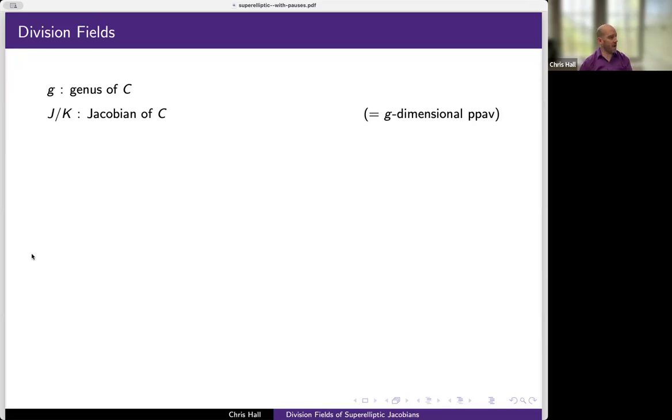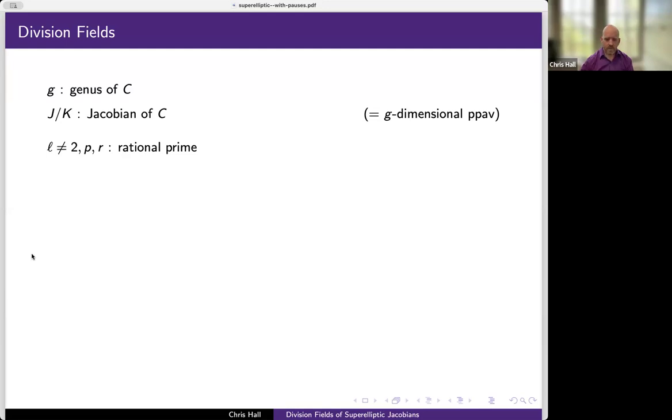Okay, so in particular, I want to think about the Jacobian of C. I remind you, this is a g-dimensional abelian variety. It's even a principally polarized abelian variety. And I'll make use of that particular point in just a moment. I'm going to introduce a new prime. This I'll call l. I prefer that it be invertible in my ground field. It's easier to avoid 2.